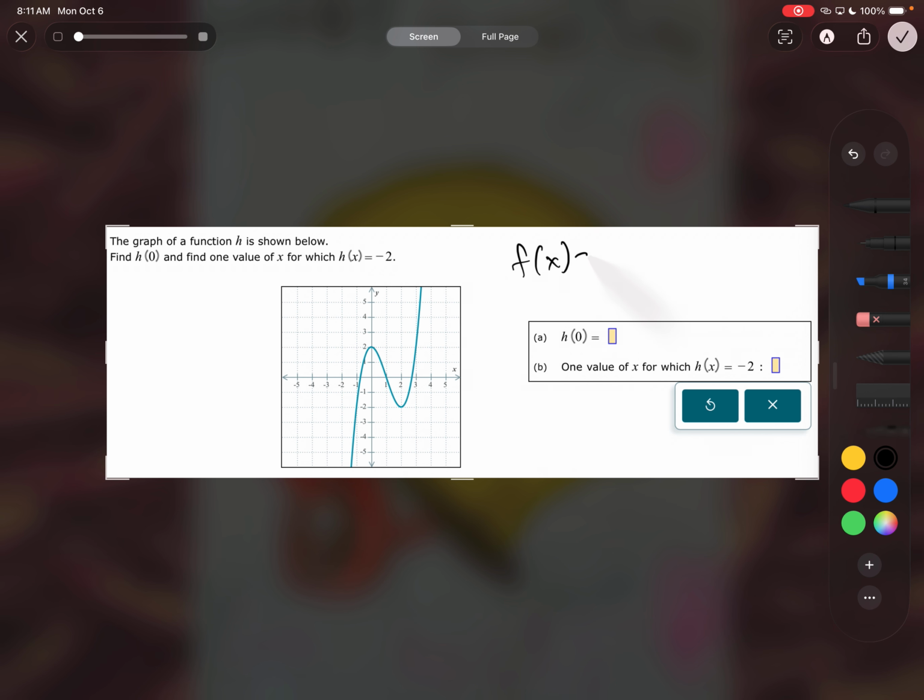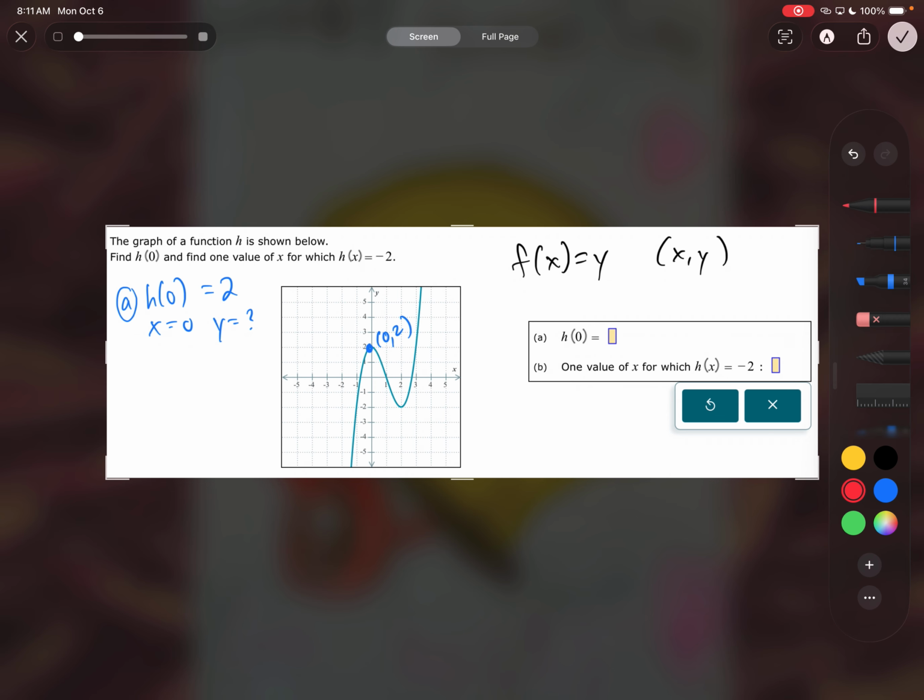Okay, f of x equals y. That's my x, y. All right, so this is saying x is 0, what is y? So you go to x equals 0, which is right here at the origin. And at that point, when x is 0, my graph is at 2. So that would be my answer.